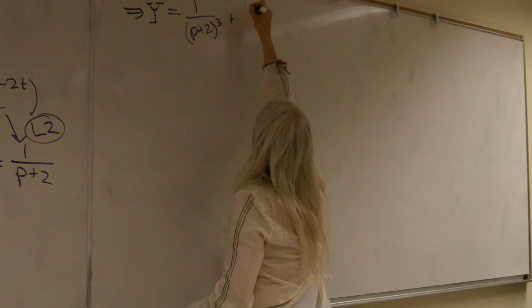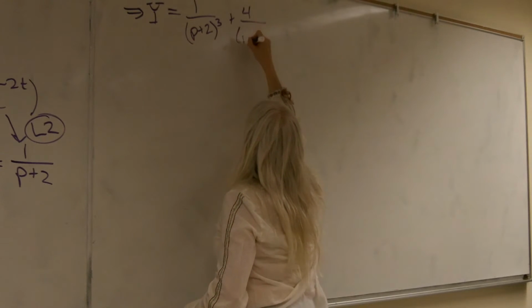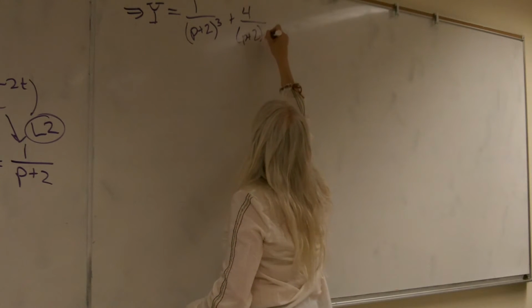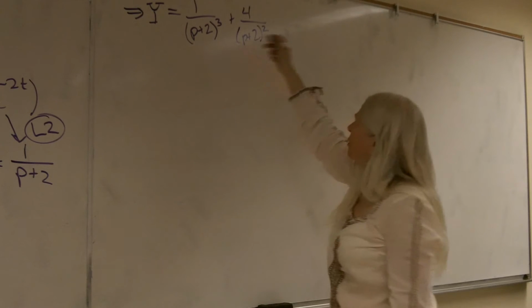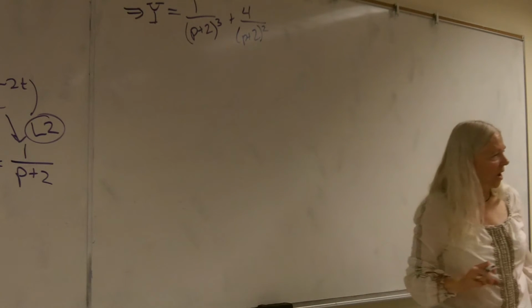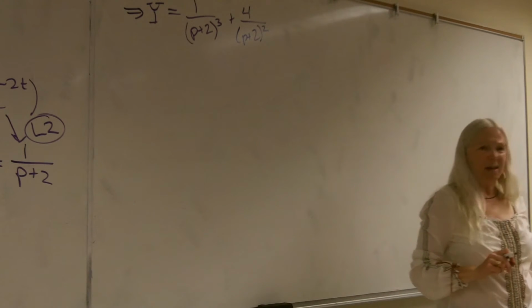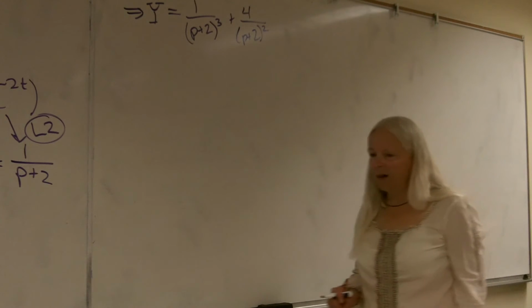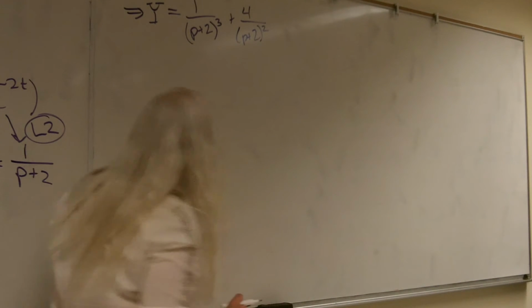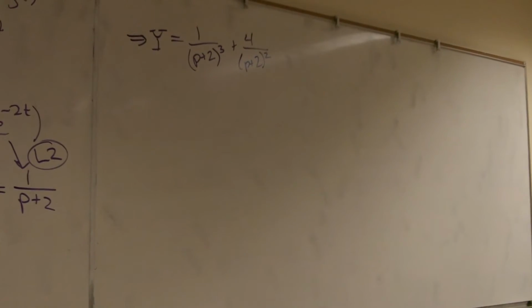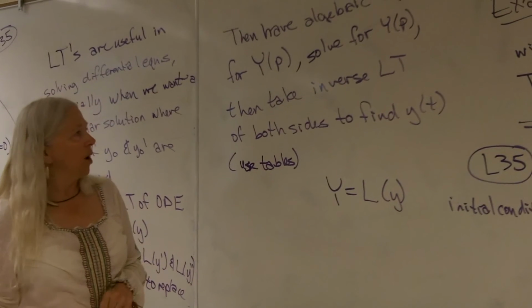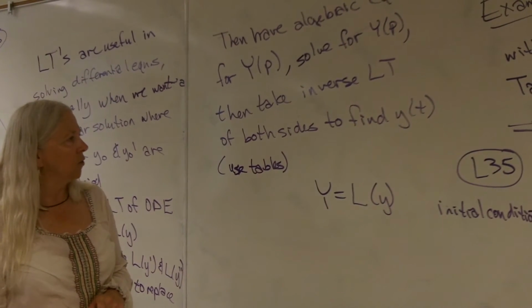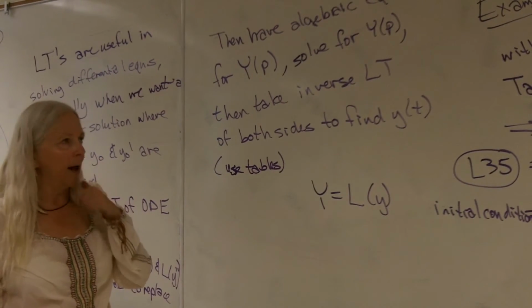And then the p plus 4 is divided by p plus 2 quantity squared. Now, of course, we could put that over a common denominator, but it's usually easier if you don't at this point. Leave it like that. And so now we've solved for capital Y. So as I said, we want to take the inverse Laplace transform of both sides to find little y.